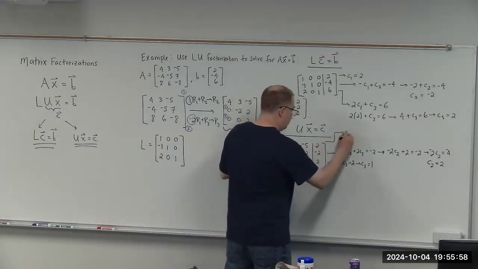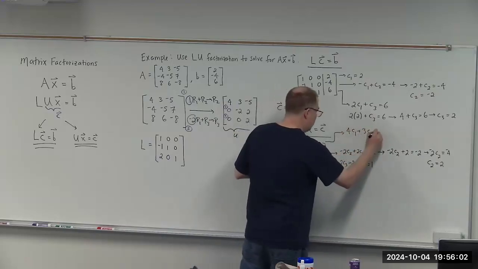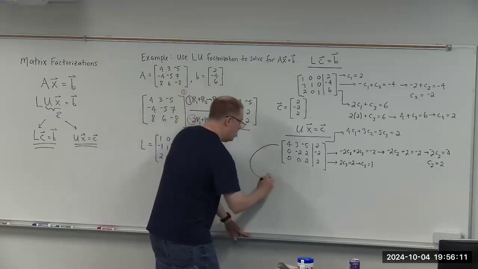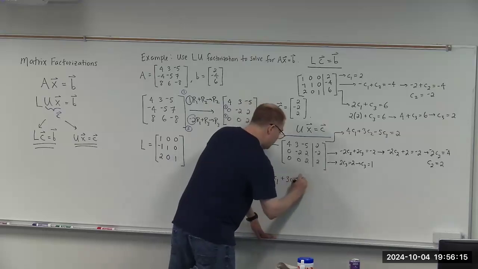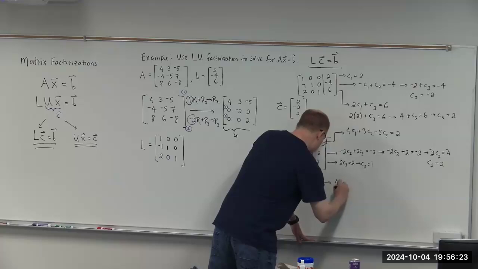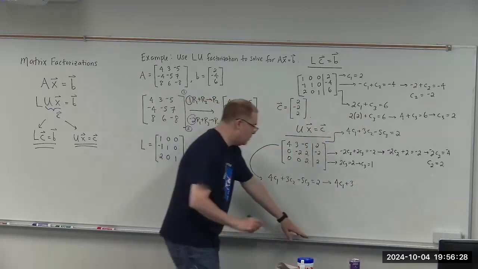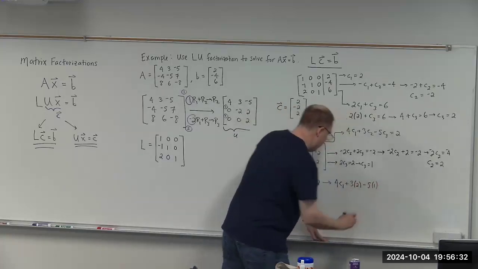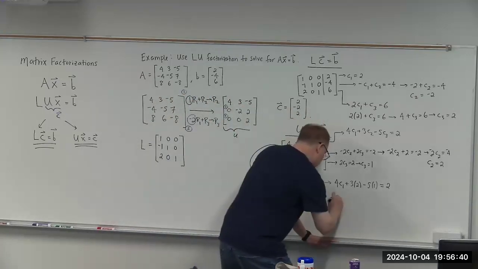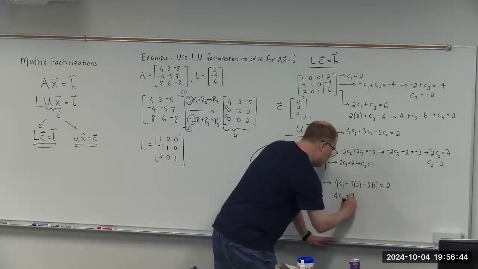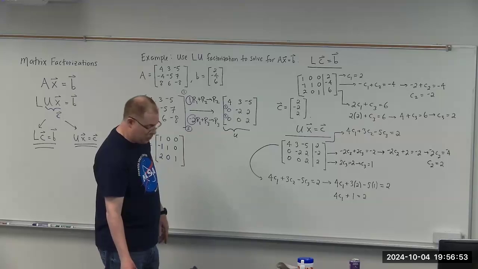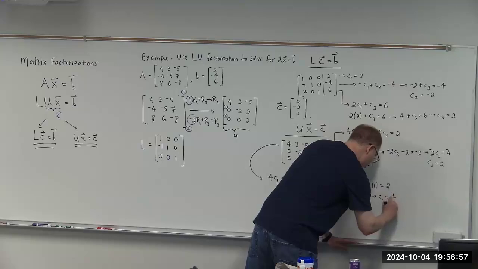All right, from here, this is going to be 4 times C1 plus 3 times C2 minus 5 times C3, equal to 2. We know C2 and we know C3. So this is 4 times C1 plus, C2 was 2, minus 5 times C3, C3 was 1, and this is all equal to 2. So we have 4 times C1 plus 6 minus 5, which is 1, equals 2. So C1 is going to turn out to be 1/4.